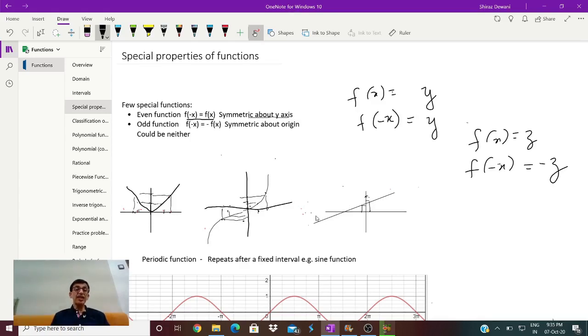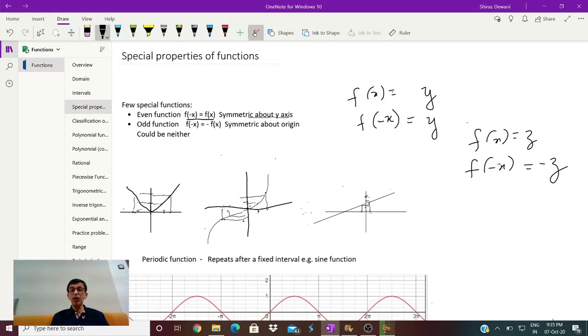The function need not necessarily be odd or even. It could be either odd or even, or it could be neither of them. So suppose you have your x-axis and your y-axis and you have a straight line graph. Now for example, if this is your x, then you will get this y. Instead, if you get minus x, you will get this y.